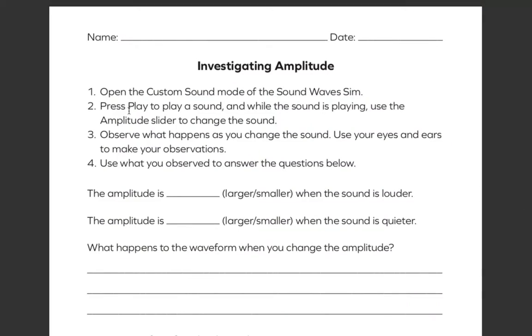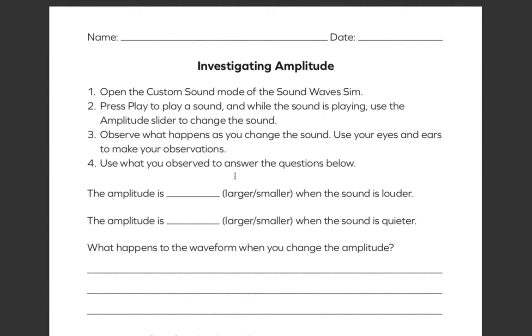It says press play to play a sound. And while the sound is playing, use the amplitude slider to change the sound. Observe what happens as you change the sound. Use your eyes and ears to make your observations. Use what you observe to answer the questions below. So I'm trying to figure out, is the amplitude larger or smaller when the sound is louder? And is the amplitude larger or smaller when the sound is quieter?